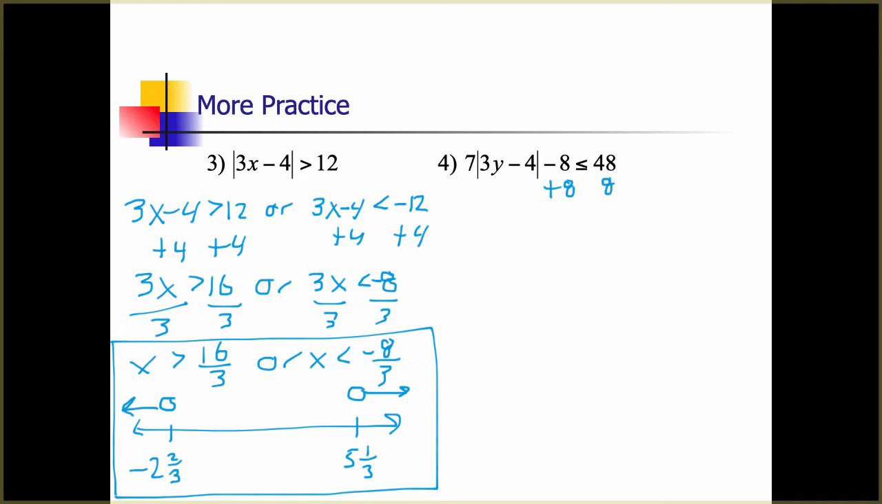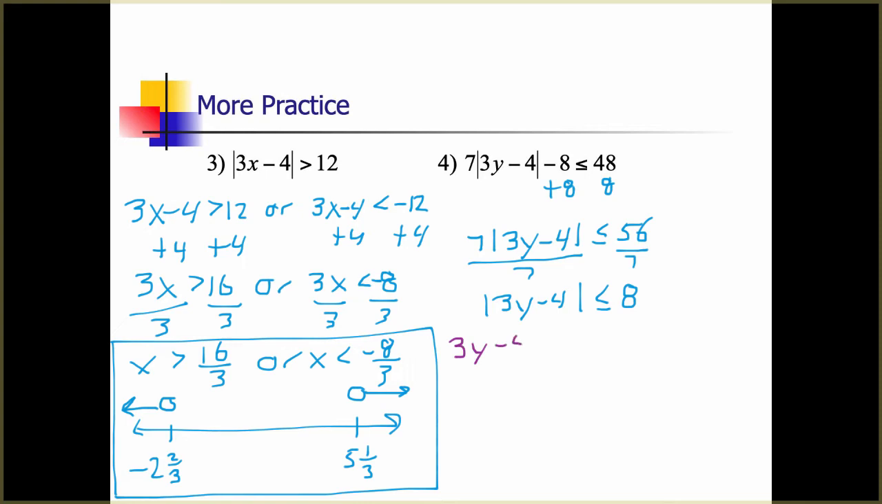Then we have 7 times 3y minus 4 in the absolute value is less than or equal to 56. Then divide by 7 to get the absolute value by itself. We have 3y minus 4, which is less than or equal to 8. Now that the absolute value is isolated, we can set up our two inequalities. And again, this is a less than or equal to, so this is a compound and. So this is less than or equal to 8 and 3y minus 4. We have to flip the inequality, greater than or equal to negative 8.